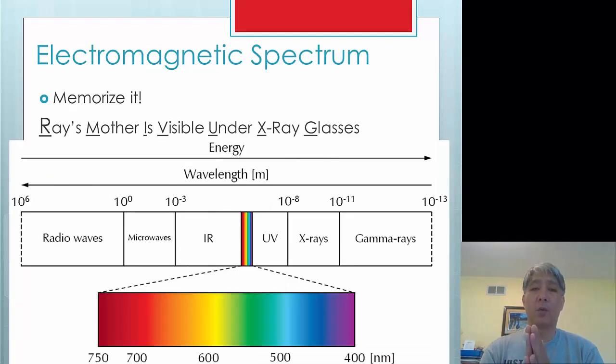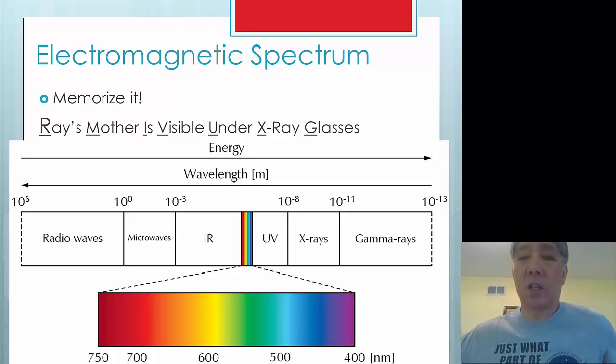It also requires us to memorize the electromagnetic spectrum, not just necessarily in the order of the waves. Most of us have that down, as well as Roy G. Biv for the visible spectrum. But it does help you to know the types of frequencies and the regions of the electromagnetic spectrum. There's a mnemonic that we use in biotech primarily, and it says that "Ray's mother is visible under X-ray glasses."